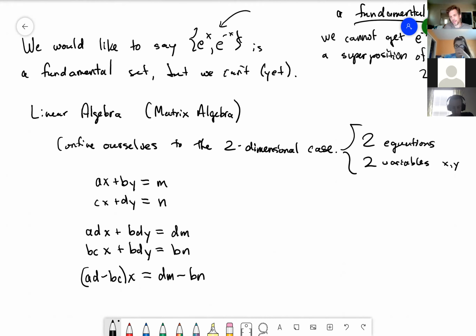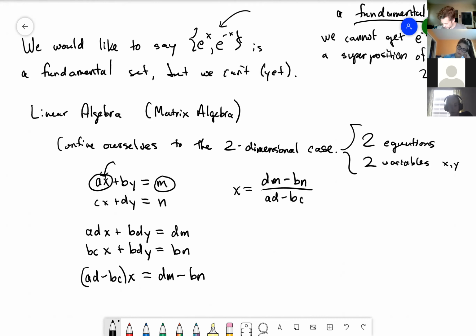Now this is nice because now it's just one variable, and we can very simply divide one side by the other to get x is equal to (dm - bn) over (ad - bc). Should we plug this back in and try to get y? Well, if we plug any value in here for x, we just subtract it over to the other side and then divide by b. So maybe let's try to do that.